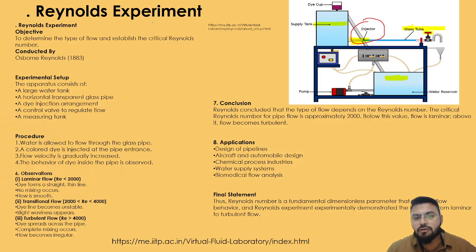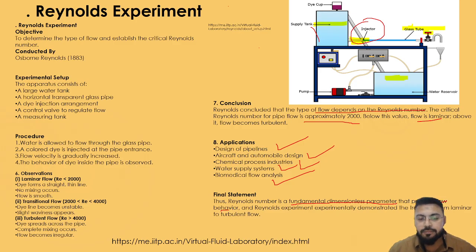So conclusion is, Reynolds concluded that the type of the flow depends on the Reynolds number, and the critical Reynolds number for a pipe flow is approximately 2000. Below this value flow is laminar, and we saw that. What are its applications? Design of pipelines, aircraft and automobile design, chemical process industries, water supply systems, biomedical flow analysis. So Reynolds number is a fundamental dimensionless parameter that predicts flow behavior, and Reynolds experiment experimentally demonstrated the transition from laminar to turbulent flow.